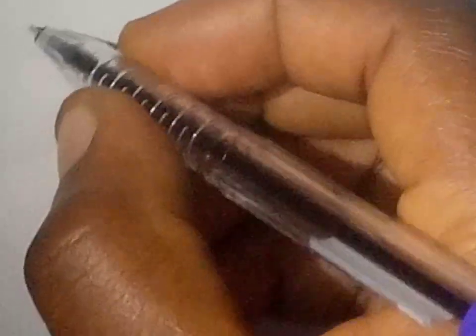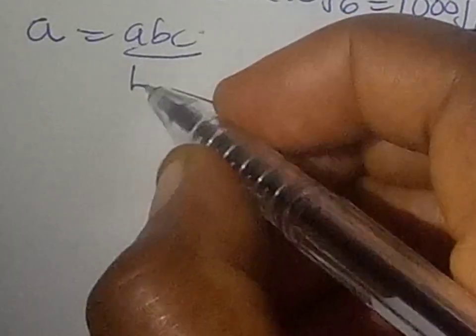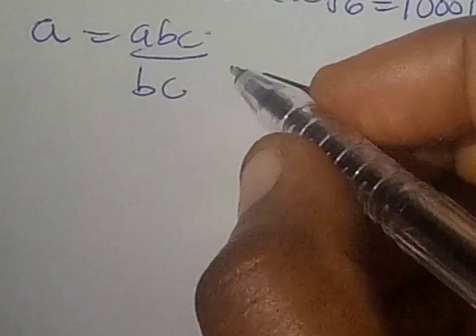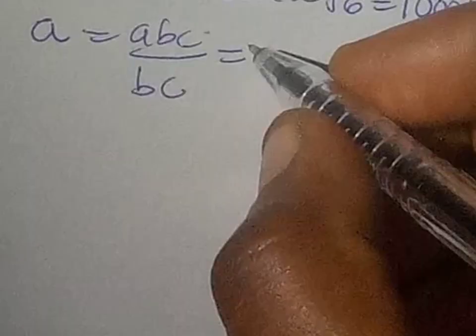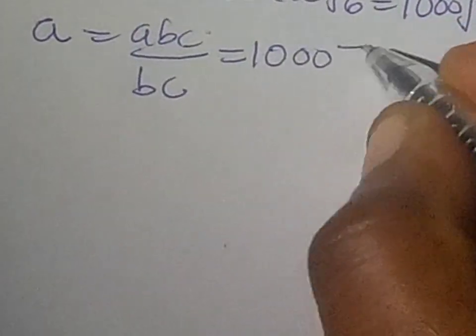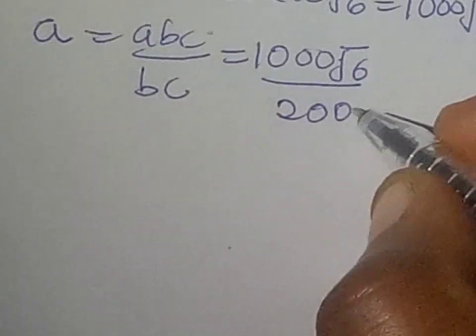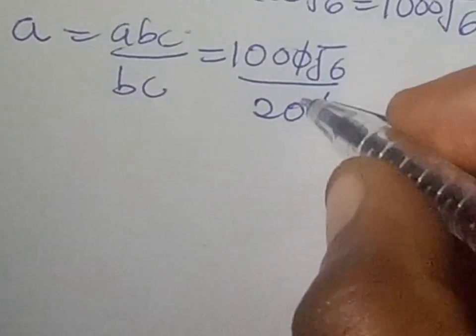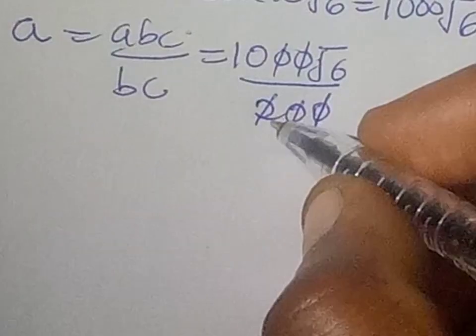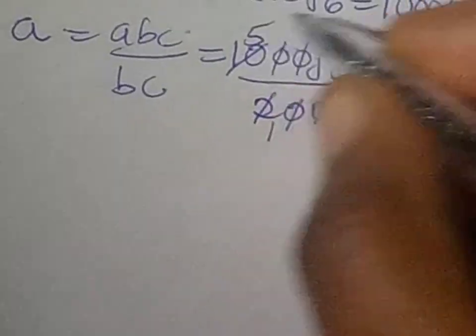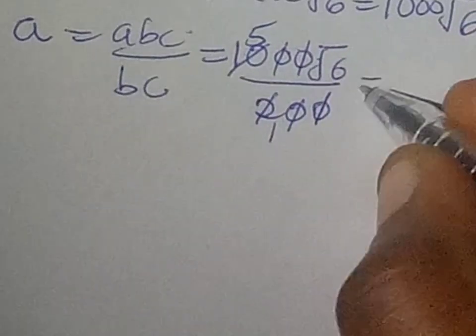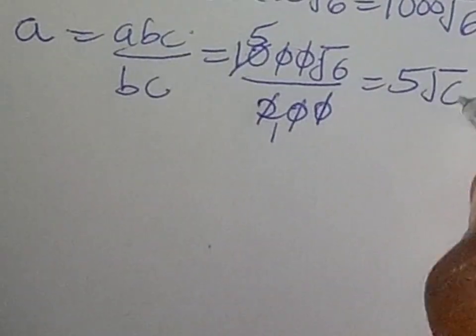Now let's find the variables. To find A, we shall be dividing ABC by BC. Now let's substitute the values. Our ABC is 1000 root 6, while our BC is 200. 0 cancels 0, 0 cancels 0, 2 into 10, 5. Now our A equals 5 root 6.